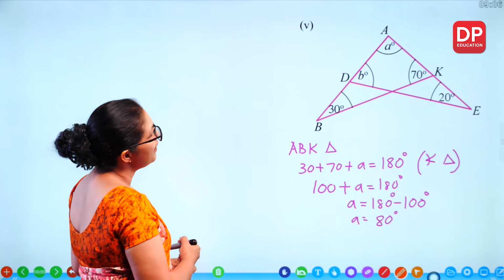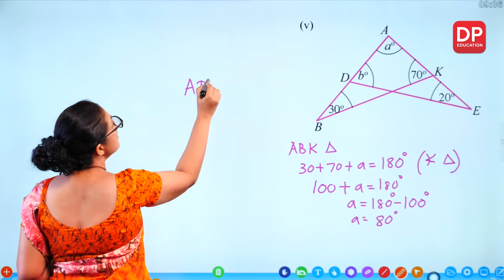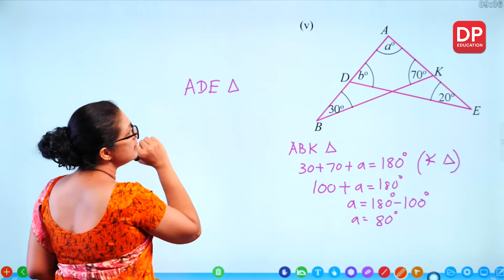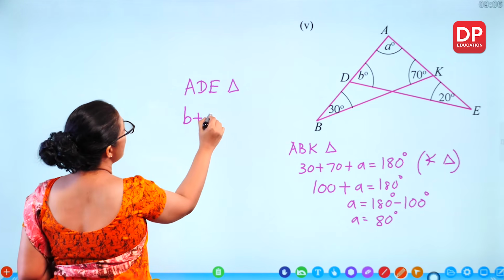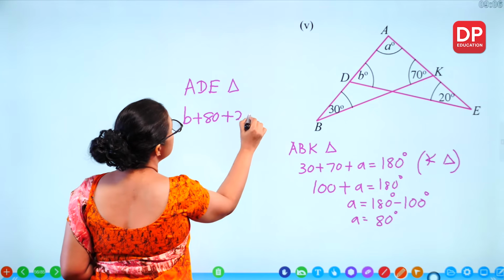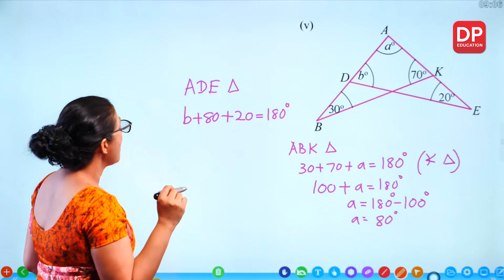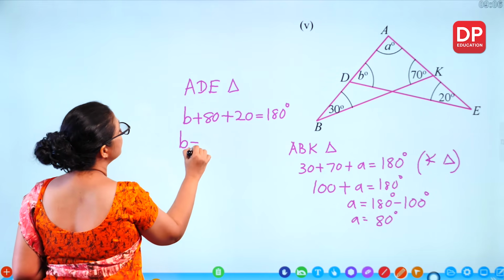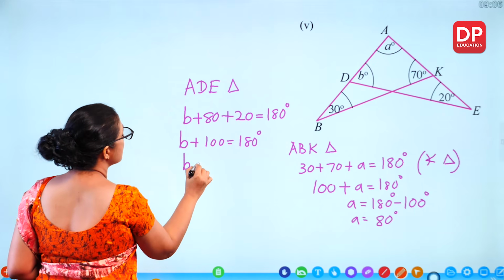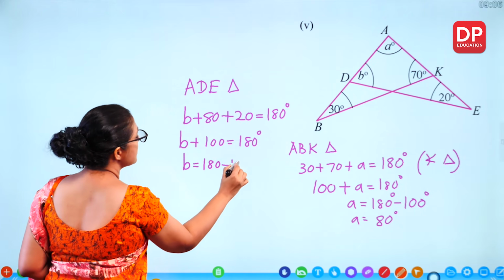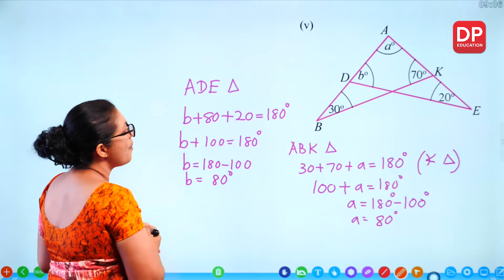Now we found out A. How can we find out B? You can use the other triangle, ADE triangle. When you take ADE triangle, you can say B plus A, A is 80, and 20 is equal to 180. Angles sum of a triangle. 80 plus 20, that's 100. Now when you subtract 100 from both sides, you get 80 degrees for B value.